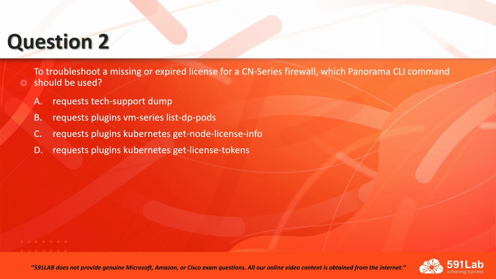The question is as follows. To troubleshoot a missing or expired license for CN series firewall, which Panorama CLI command should be used? The options are A, request tech support dump, or B, request plugin VM series list DB pods, or C, request plugin Kubernetes get node license info, or D, request plugin Kubernetes get license token. To find out which CLI command is correct, let's go to the lab environment.